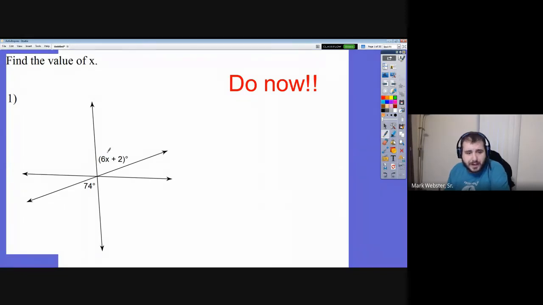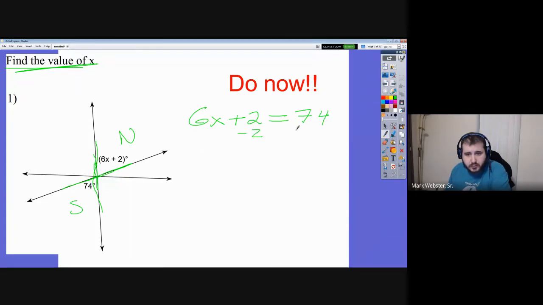So a reminder, you've got a pair of vertical angles here. You've got these two lines, they cross and they make vertical angles. Here's the north angle, here's the south angle. And so all we're going to do is set them equal and find our value of x, which is what they're telling us to do. So we've got 6x plus 2 equals 74, and we're going to solve for x.